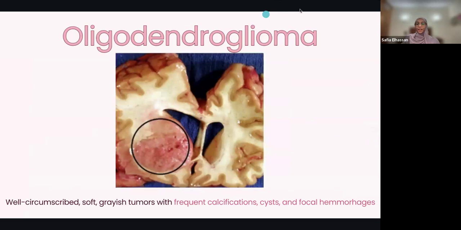And here's what it looks like on the actual brain. It's a well-circumscribed, soft grayish tumor that has, again, calcifications, cysts, and focal hemorrhages.